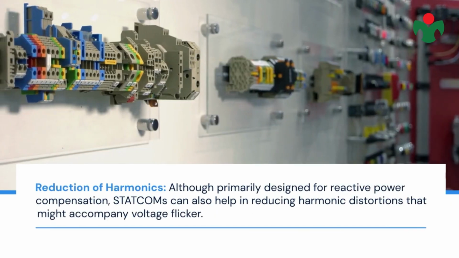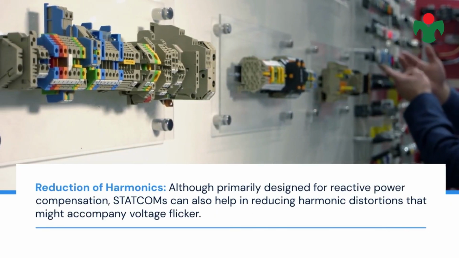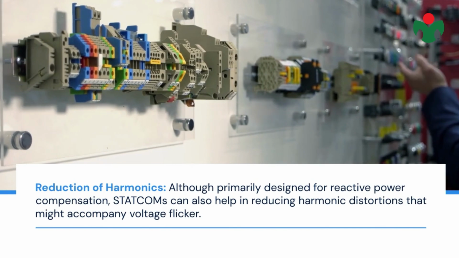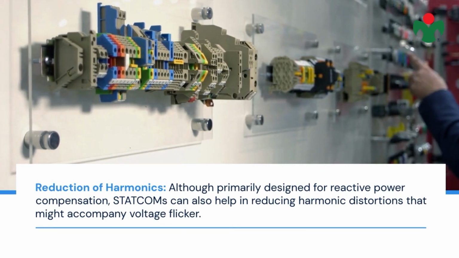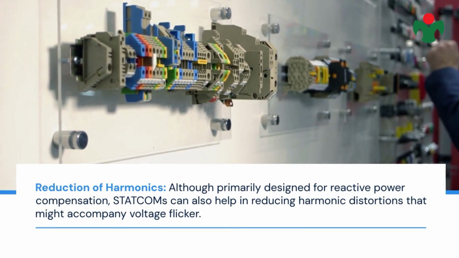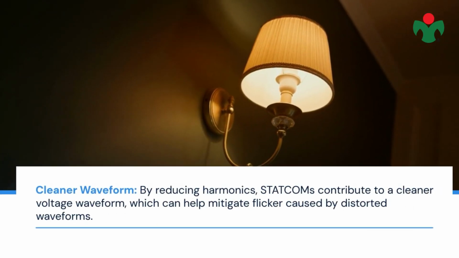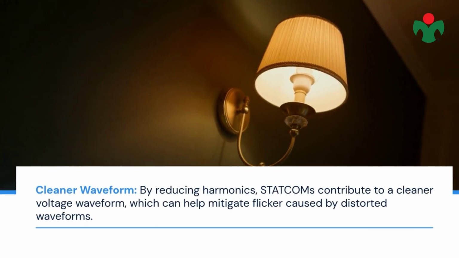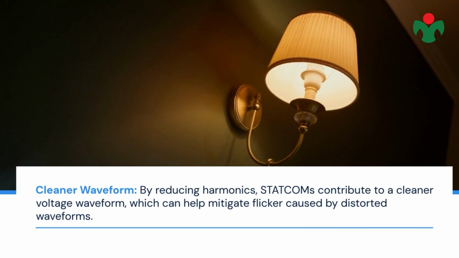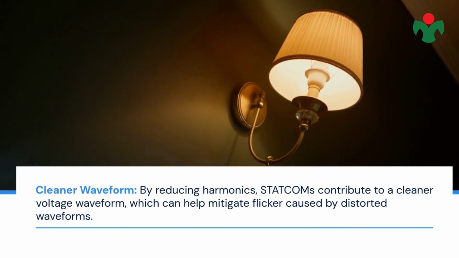3. Harmonic filtering. Reduction of harmonics. Although primarily designed for reactive power compensation, STATCOMs can also help in reducing harmonic distortions that might accompany voltage flicker. Cleaner waveform. By reducing harmonics, STATCOMs contribute to a cleaner voltage waveform, which can help mitigate flicker caused by distorted waveforms.